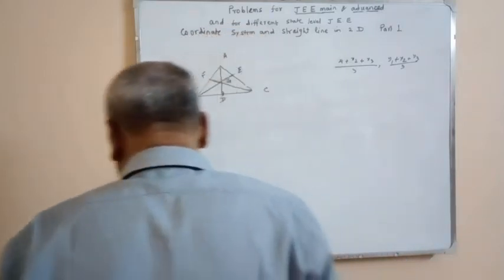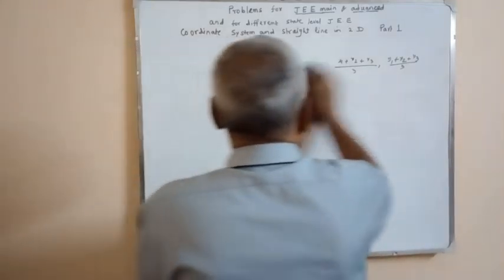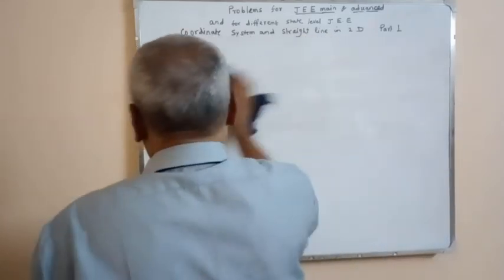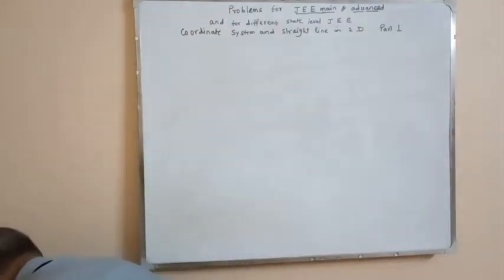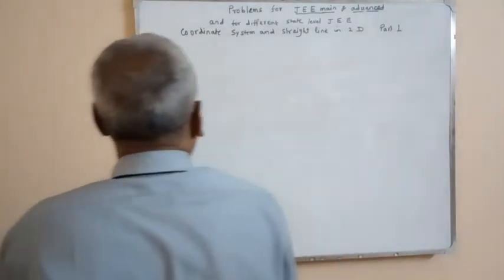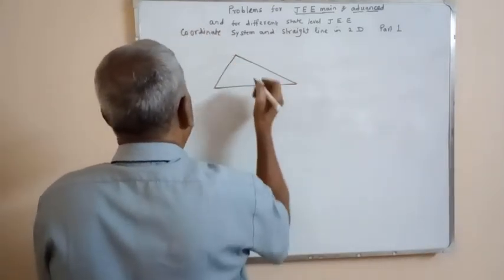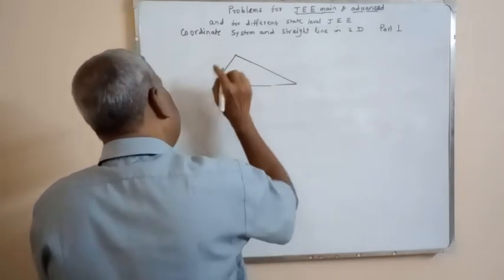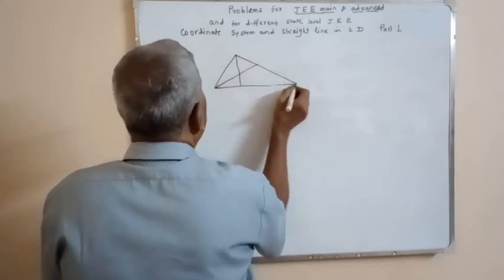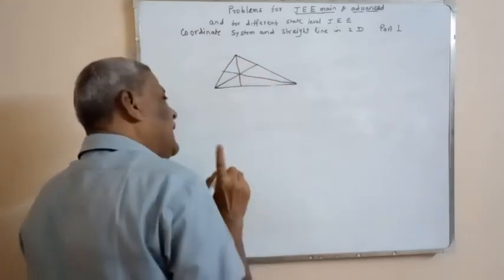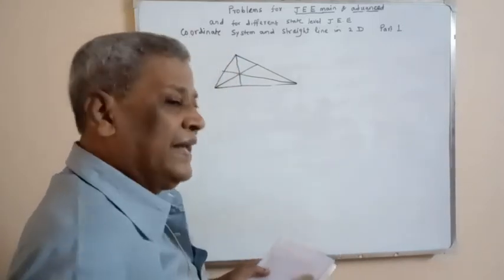Next, incenter. Let us see what the incenter is. Suppose this is a triangle. The internal bisectors of its three angles also meet at a single point, and that point is called the incenter.